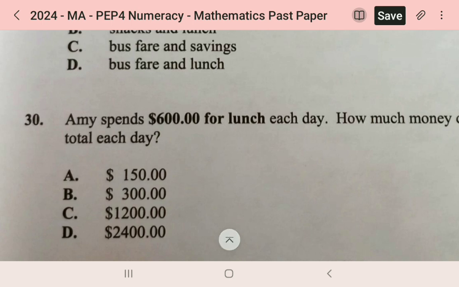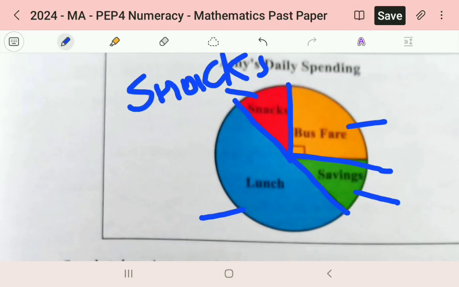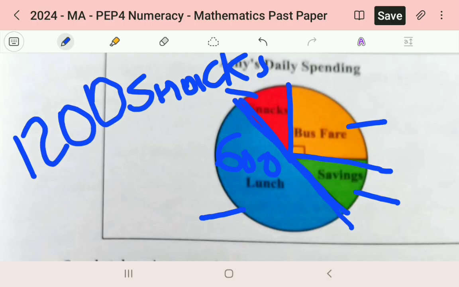Number 30, which is the final item. It says Amy spends $600 for lunch each day. Before we even work it out, I'll look at the rest. So if this is 600 and it's a half, it means the whole thing is 1,200. 2 sixes are 12. And if you were to divide this again, it would be 4 equal pieces. So you divide the remaining 600 by 4, which makes it 150 each. Maybe I'm going into too much detail here that they might not even want, but that's me, I like to flesh it out. So each of these would be $150.